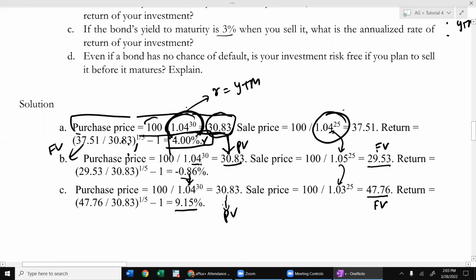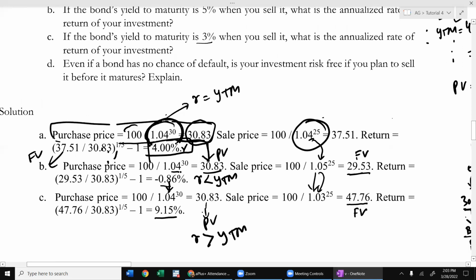So it means that if your YTM increases when you have sold it, the answer would be lower. So it means that your return is lower than YTM. You will have negative return. But if your YTM when you sold it decreases, then you will have the higher answer. So your R will be higher than YTM. Did you get it?